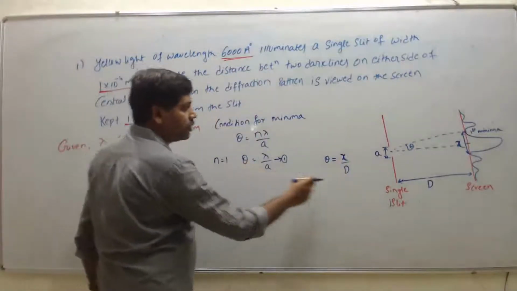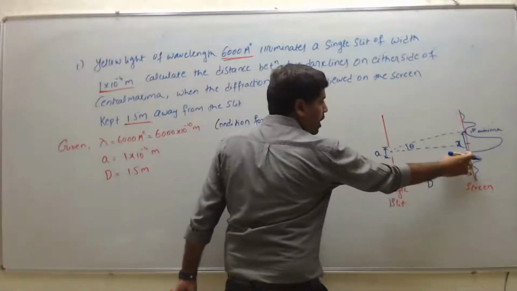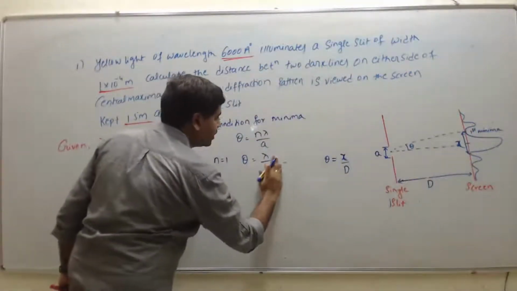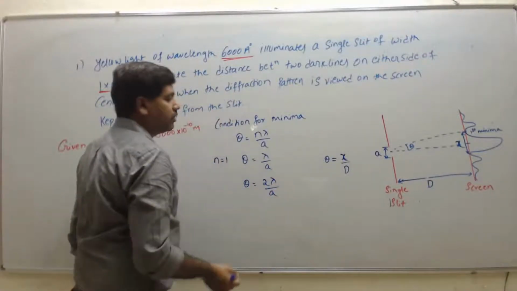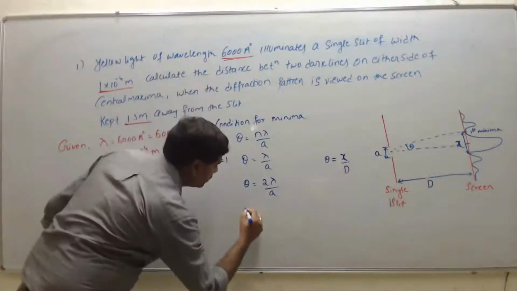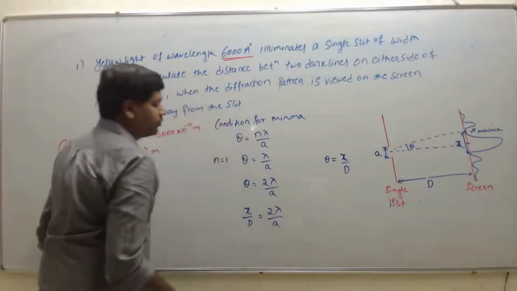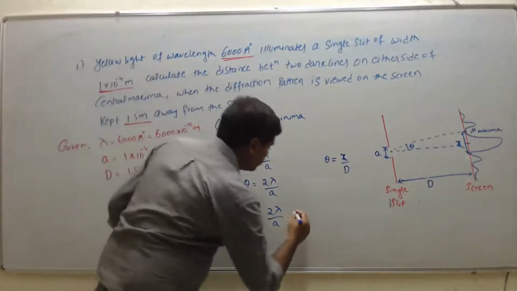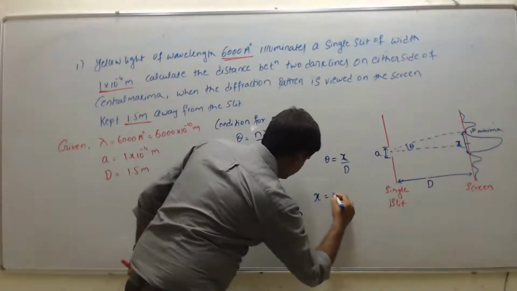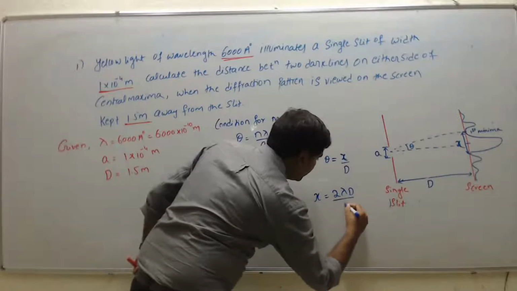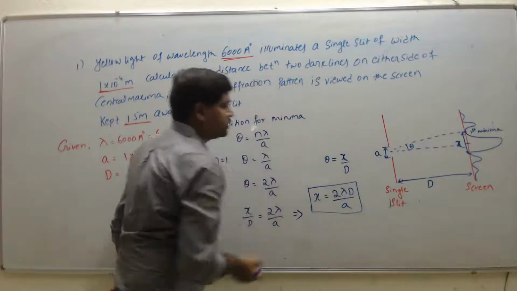So here for the first minima it is lambda by A. Here also we have the first minima, lambda by A. Then here we get theta is equal to 2 lambda divided by A. Now if we substitute this value, then x divided by d is equal to 2 lambda by A. We need the x value, so this can be written as x is equal to 2 lambda capital D divided by A. So this is the formula for the width of the central maxima.